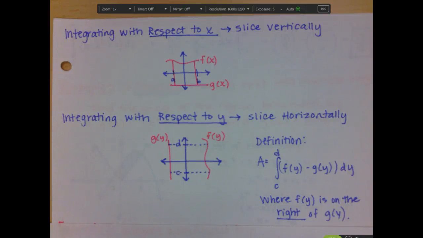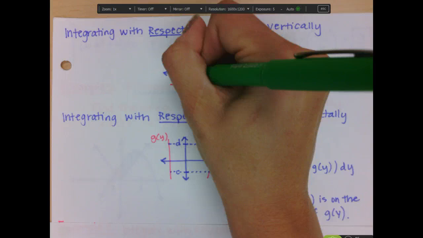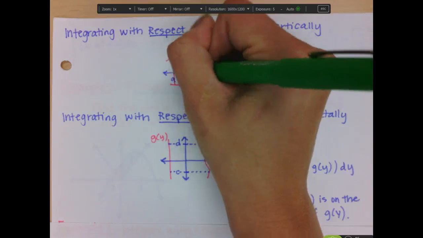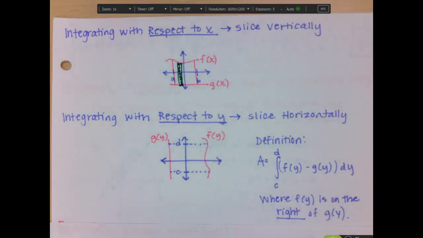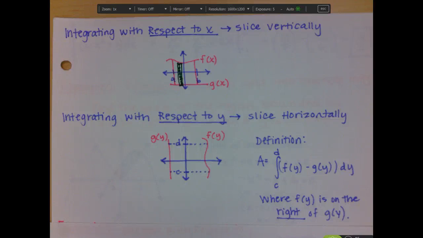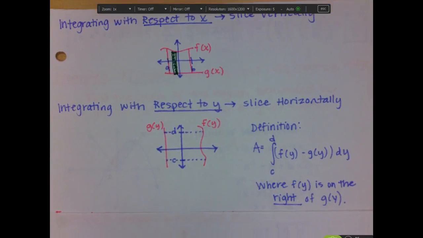In the example we just looked at, we integrated with respect to x. All of our integrals were dx with respect to x. And what that meant was that we were slicing vertically. So we were finding all of these vertical rectangles, and we were repeatedly doing that, adding them all together, and that led to an integration. But it is possible to slice horizontally instead, and that means that we would be integrating with respect to y.